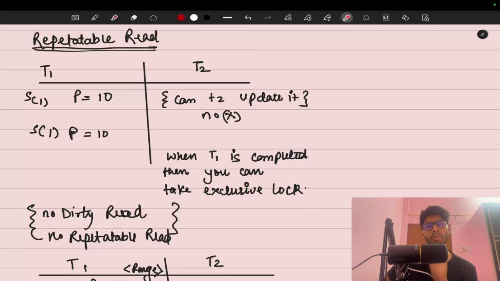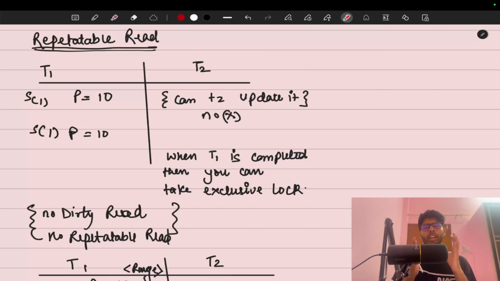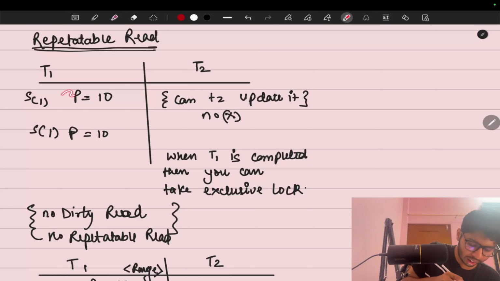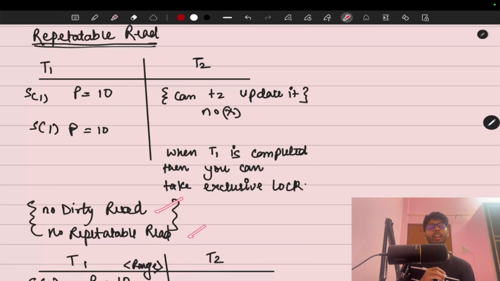And if T1 makes n number of read calls to this particular row, every time T1 will get the same data, P equals to 10, P equals to 10, P equals to 10, because T2 cannot change it. That's what repeatable read was saying. If you have a shared lock, no one can take an exclusive lock on that particular row. That is why, n number of times you make a read call, every time you will get the same data, P equals to 10. Hence the problems of dirty read and non-repeatable read are solved.